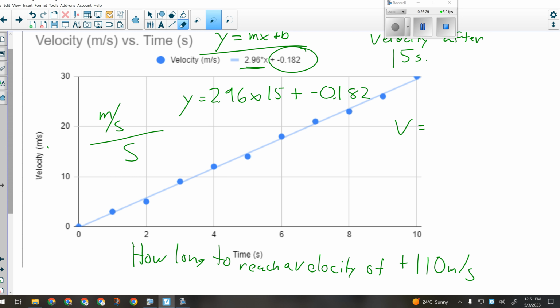How long to reach a velocity of positive 110 meters per second? Okay, the question asks me how long something takes. What am I solving for? X in this case, because X is time. Because how long is always time, right? So that means I'm going to have to manipulate y equals mx plus b for x. So I'm going to subtract b from both sides. So I'll have y minus b equals m times x, and then I'll just divide both sides by m, okay? And I plug in my numbers. So the y value they gave me was 110 minus negative 0.182 divided by m, which is 2.96.